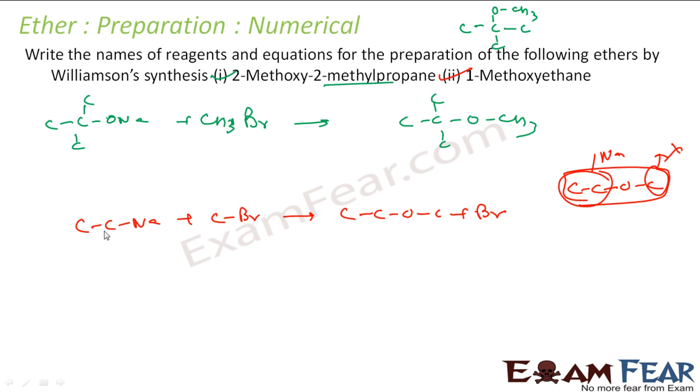You can add extra hydrogens, right? For example, here you have to add these hydrogens. Here you have to add hydrogens. So you can add these extra hydrogens. Correct. This is my ONa actually, sodium ethoxide. This is bromoethane.